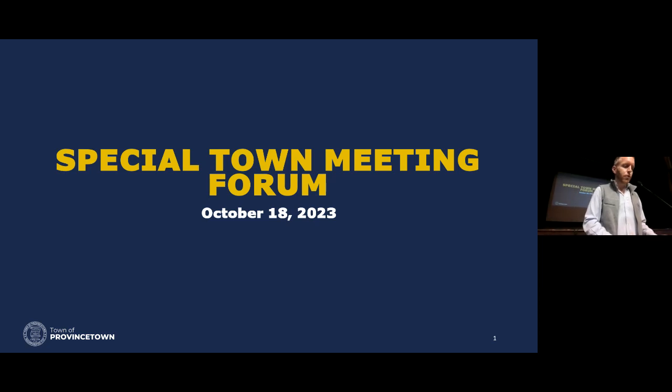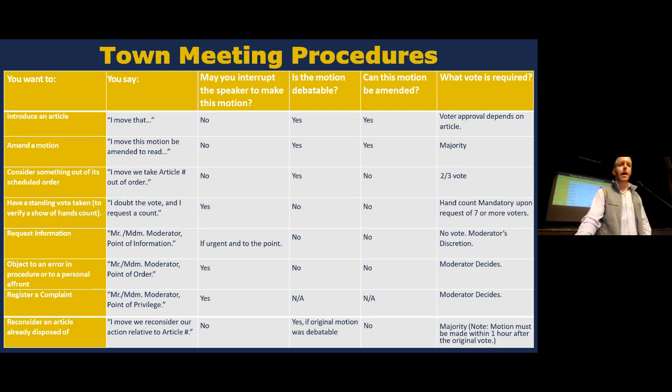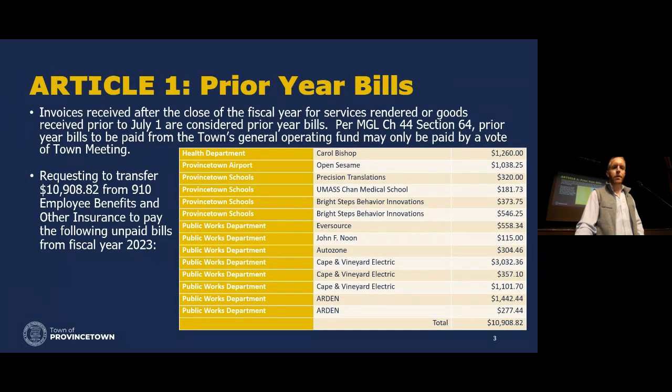So this evening, we'll go through the warrant article by article. We have slides that accompany the warrant as well. As I mentioned, what you're seeing on the screen now is just basic town meeting procedures. That's also in your booklet. So how to introduce an article, how to amend a motion, how to consider something out of its scheduled order, and so on and so forth. And this booklet is a PDF online on our website, and so folks are able to go to the website, read through the booklet, and prepare for Monday's meeting.